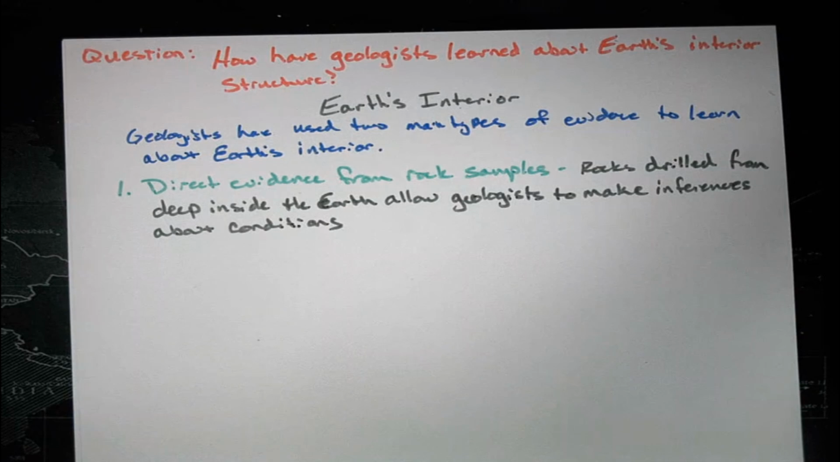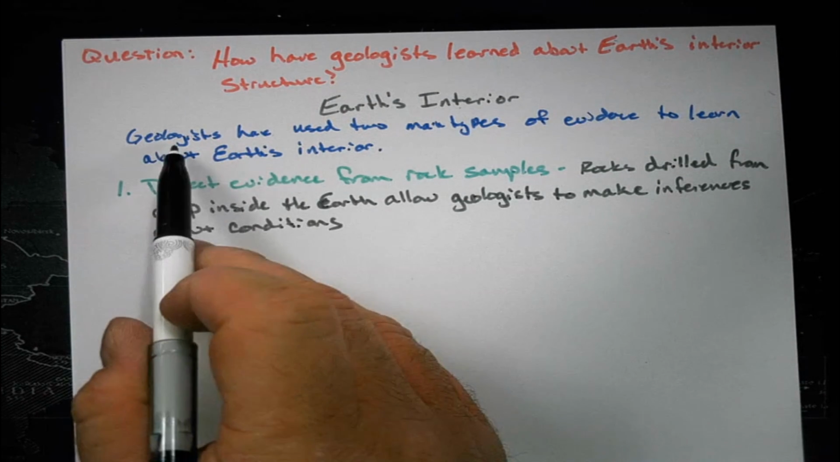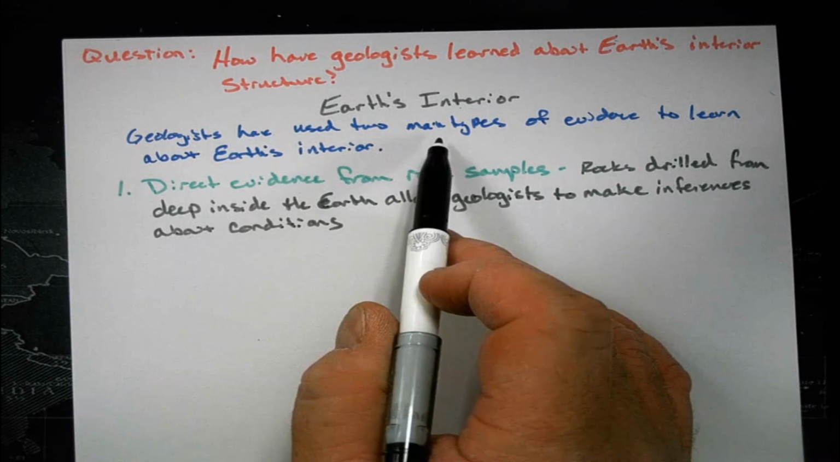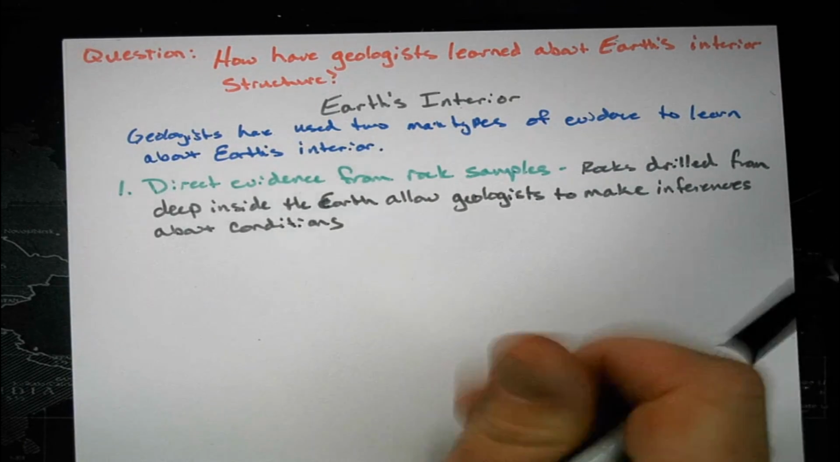I saw a hand go up. What does the geologist part say? Up here? Yeah. Geologists have used 2 main types of evidence to learn about Earth's interior.